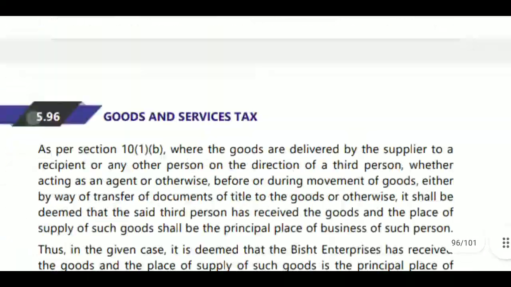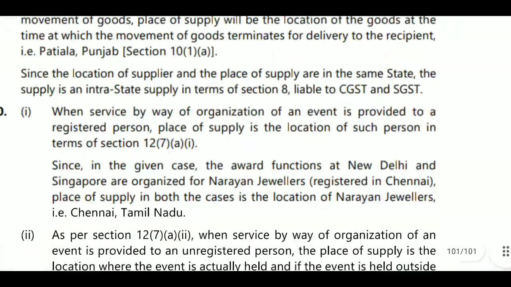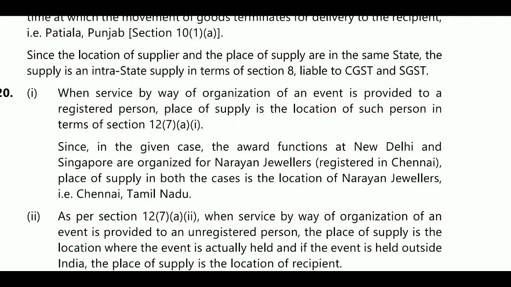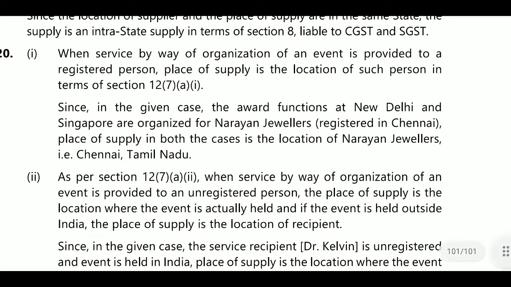Answer 20: Under Section 12, when services by way of organization of an event are provided to a registered person, the place of supply is the location of such person, that is the location of the registered person. Since in the given case the award functions at New Delhi and Singapore are organized for Narayana Jewelries, the place of supply in both cases is the location of Narayana Jewelries, because it is a registered person, that is Chennai, Tamil Nadu.